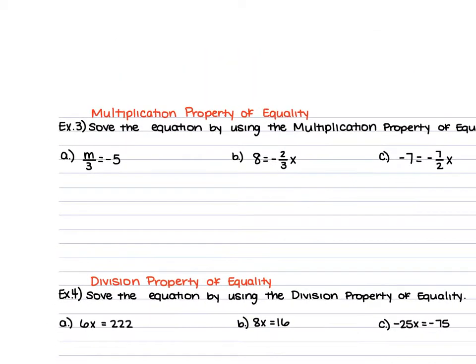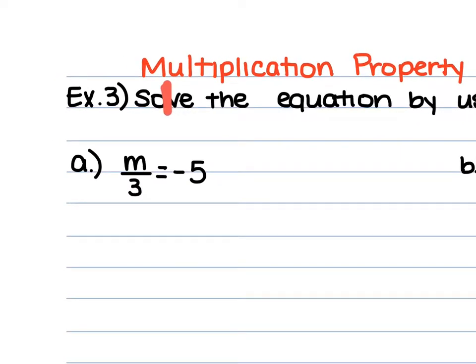If we look at our next set of examples, we're solving the equation by using the multiplication property of equality. So when we're looking at example 3a, we have m divided by 3 is equal to negative 5. Remember, fractions and division are the same thing. So in order to get that m by itself, we're going to multiply each side by 3.